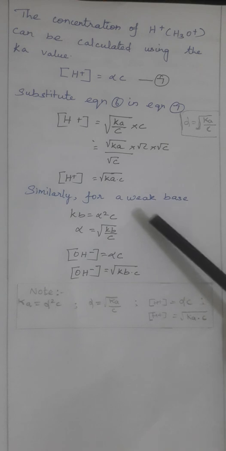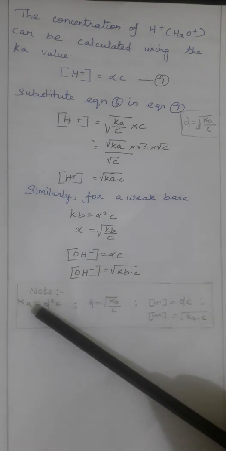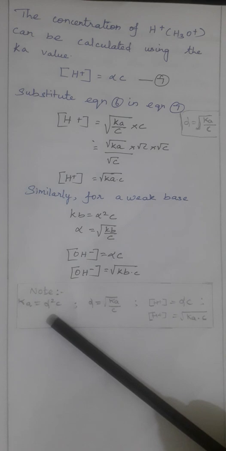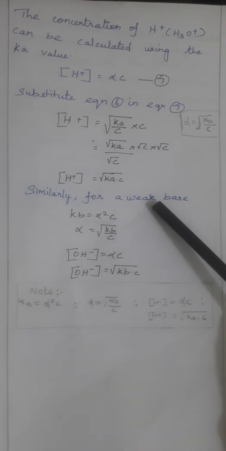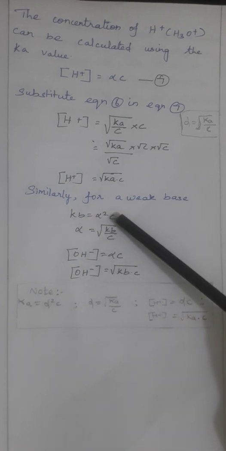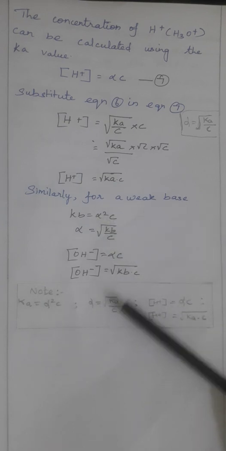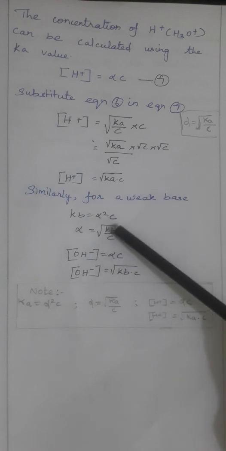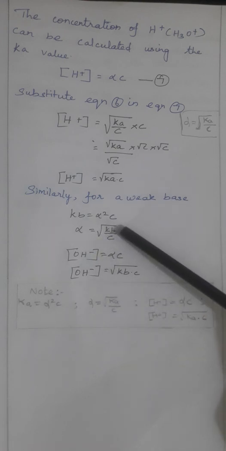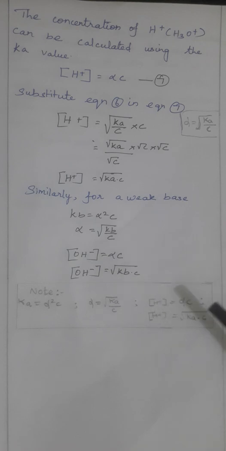Suppose we consider a weak base; A is replaced by B. For a weak base, Kb equal to alpha squared C. Alpha equal to root of K by C; for a weak base, alpha equal to root of Kb by C. H plus concentration equal to C alpha. OH minus ion concentration is also equal to C alpha. H plus concentration equal to root of K dot C. OH minus ion concentration is equal to root of Kb dot C. A is replaced by B.